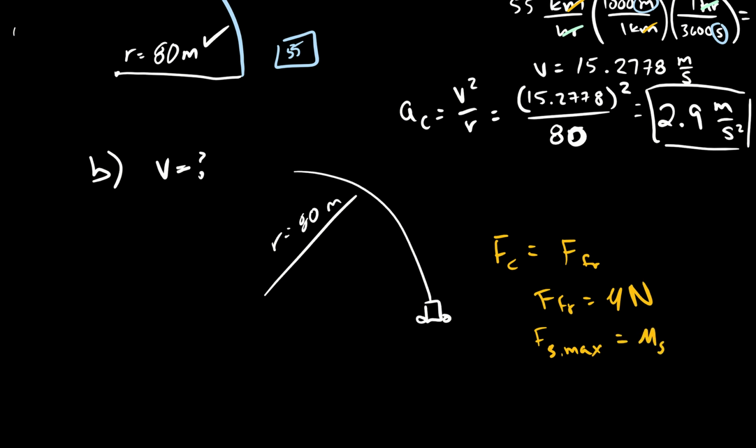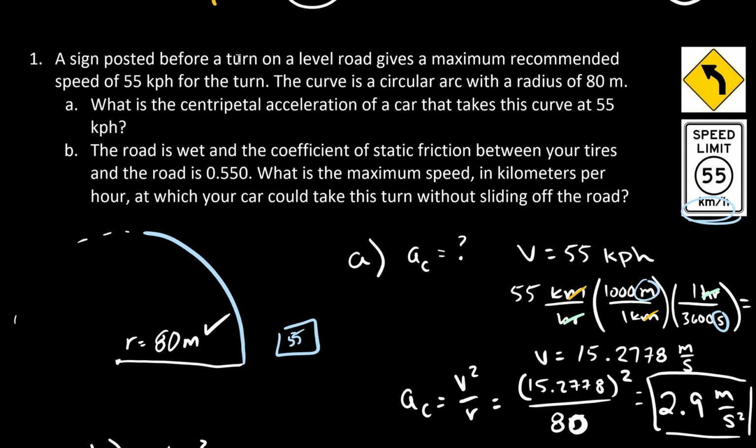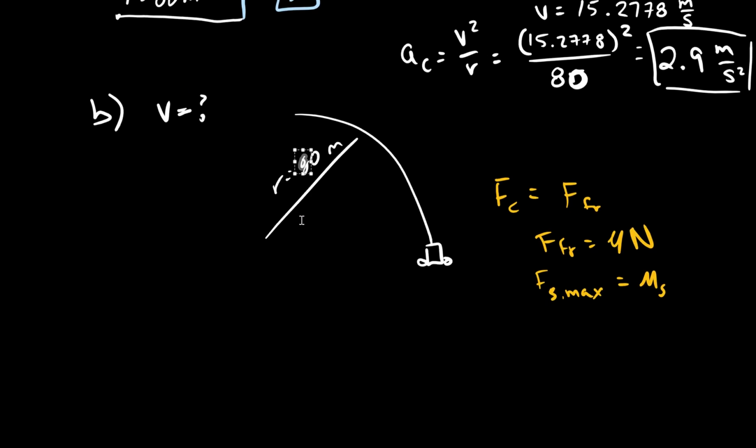And then let's change N. This is a flat level road. Did I say that in the problem? I meant, yeah, turned on a level road. So we have a level road. So our normal force is just going to be the mass of the car times g. So our centripetal force is going to be equal to mu s m g.